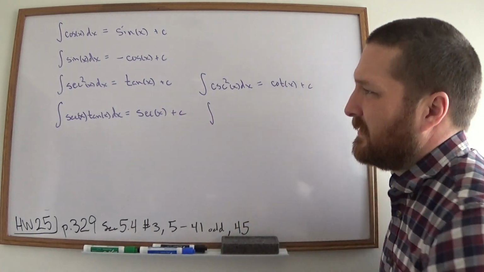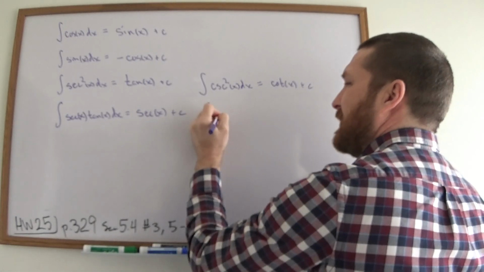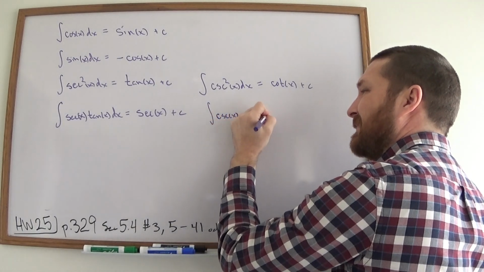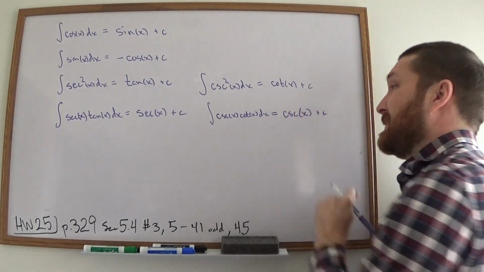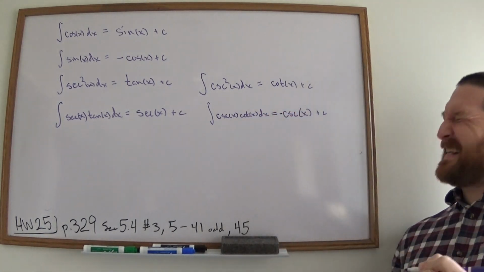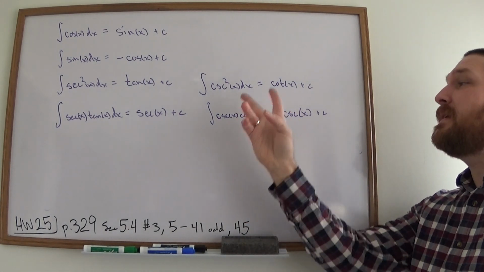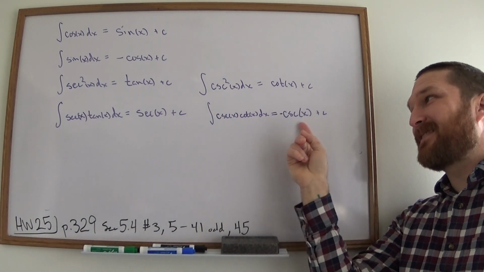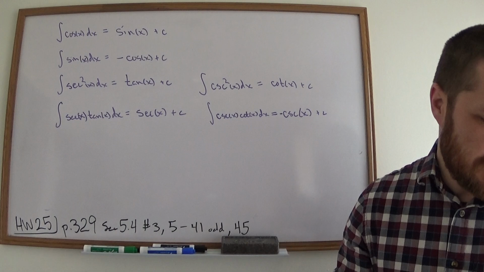And this, I don't remember these. So the integral of cosecant cotangent, what do you think that one gives you? Cosecant x plus c. I think so. Oh no, it's negative. Such a pain. Because taking the derivative of cosecant gives you negative cosecant cotangent, so if you have positive cosecant cotangent, it gives you negative cosecant.